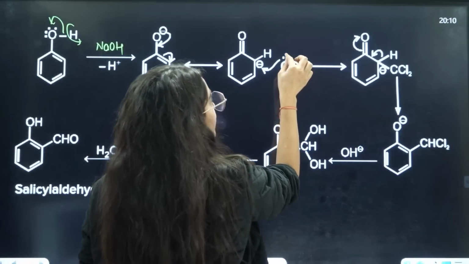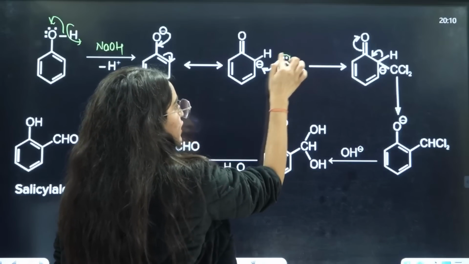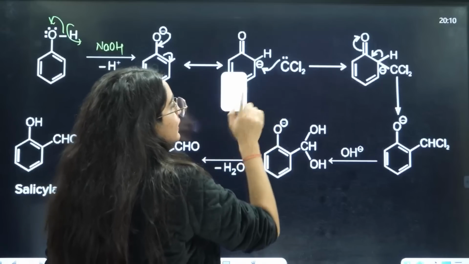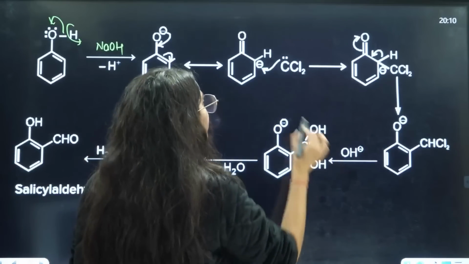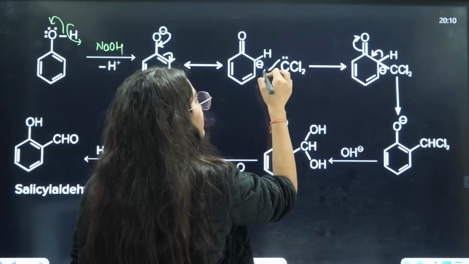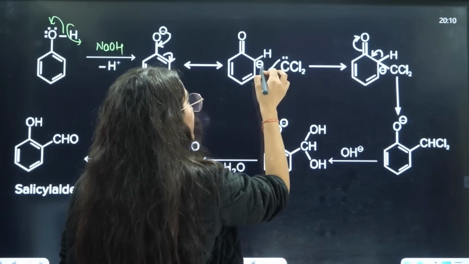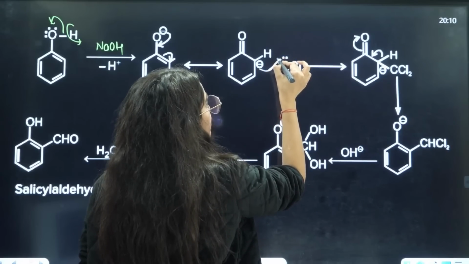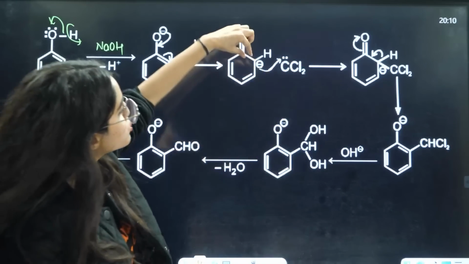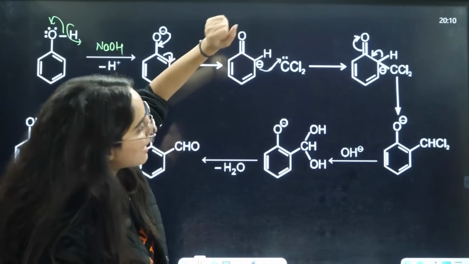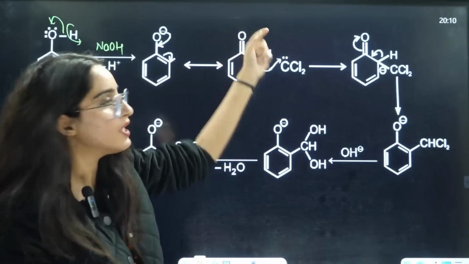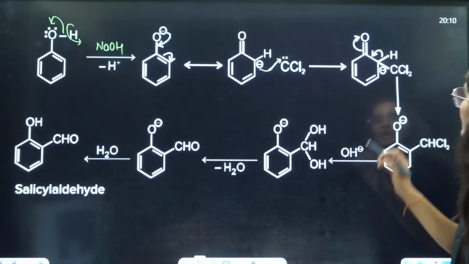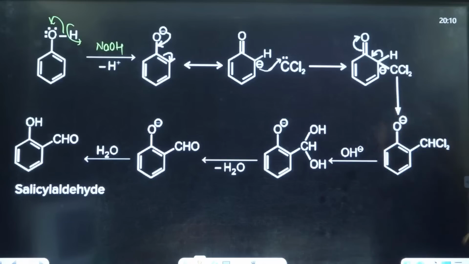This is CCl2. This carbon is electron deficient. This is electron rich. That is why it will attack here. Basically, here they have drawn the arrow wrongly, because the arrow always goes from more electron density to less electron density. So from more to less, it will attack here, and the carbon will attach here. You will have CCl2, and here you will have this H.